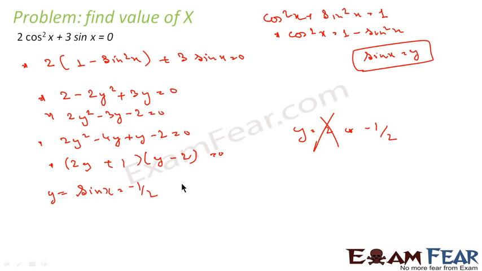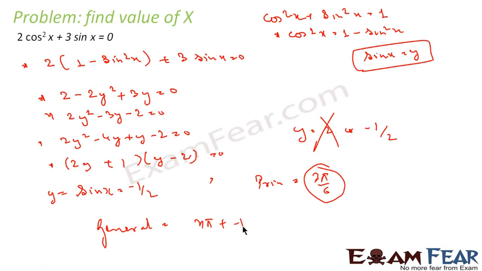Here we'll find the first principal solution. So the principal solution will be 7 pi by 6. Sine of 7 pi by 6 is equal to minus 1 by 2. We know this. So we want to find the general solution. The general solution will be n pi plus minus 1 to the power n into theta. And theta is 7 pi by 6, because sine of 7 pi by 6 is equal to minus 1 by 2. So this is the answer.